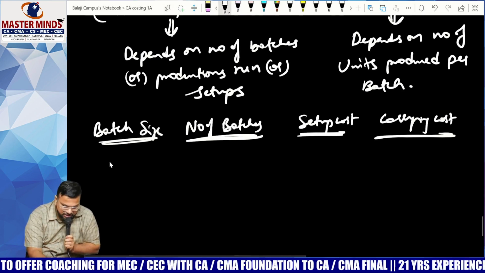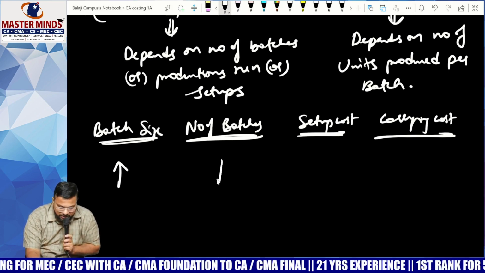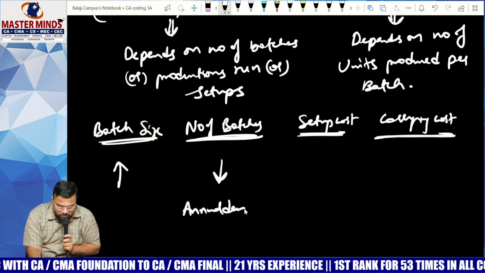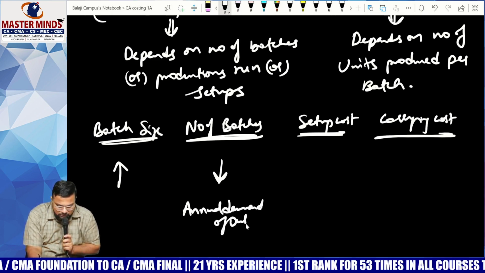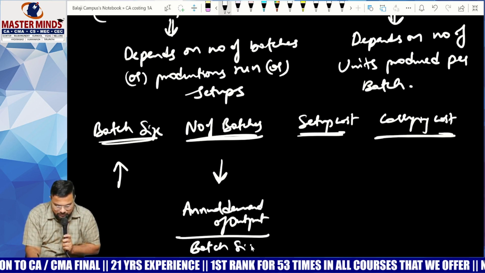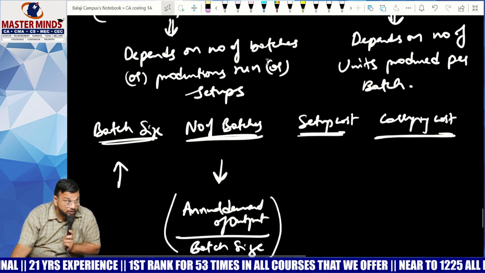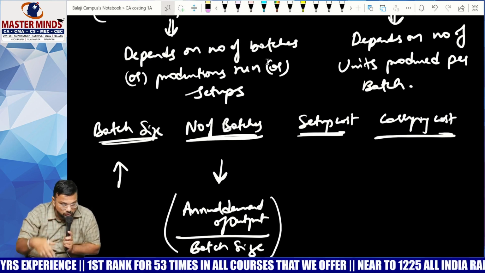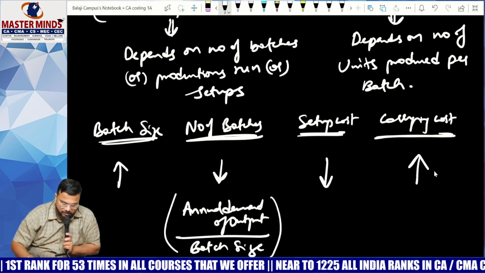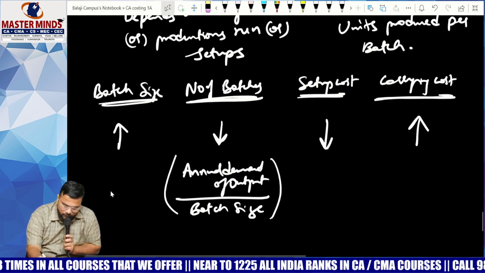As batch size increases, number of batches decreases. How do we get number of batches? Annual demand of output divided by batch size. That is the formula. When number of batches decreases, number of setups, that is the number of times assembly, also decreases. Setup cost will decrease. And what about carrying cost? It increases. Okay. So basically we talk about the relationship between these three.